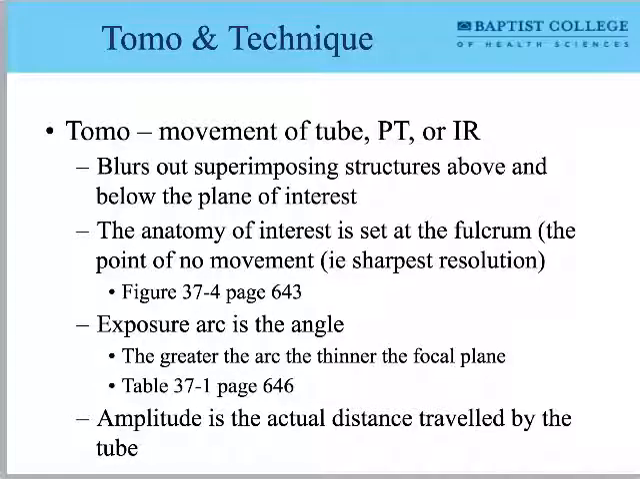And the amplitude is the actual distance traveled by the tube. I wouldn't worry so much about that. I would focus on what this tomographic technique does. It blurs out the stuff that's superimposing the area of interest. The fulcrum point is the anatomy of interest, and the exposure arc sets the thickness or thinness of the slice. So if it's a short exposure arc, like if I only move from here to here, the image will be thicker, right? If it's a longer exposure arc, it's going to be thinner, right? If you have those things in the back of your mind, you're good to go.